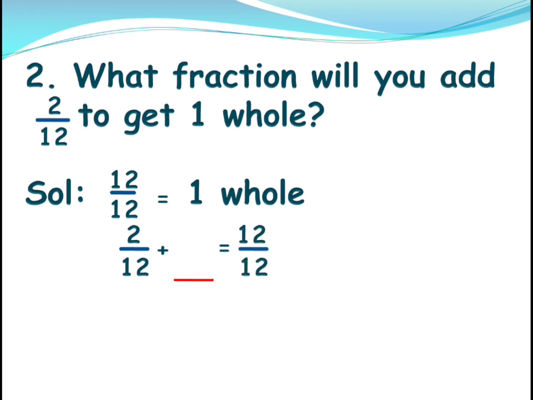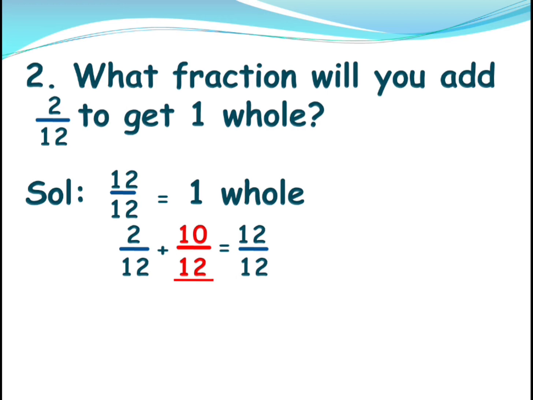Now the denominators are same, children, so it is a like fraction, so you can directly subtract or add, isn't it? So to get 12, like normal numbers, we'll just do 12 minus 2. 12 minus 2 will give us 10, so the fraction will be 10 by 12. The denominator will be same, the numerator will be 12 minus 2. 12 minus 2 becomes 10, so you will write 10.